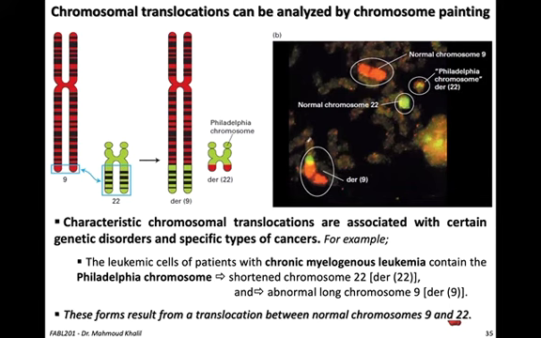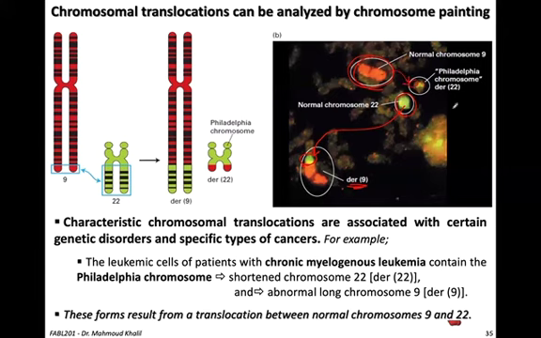And this is actually a real fluorescent image. You can see the normal chromosome 22 is stained in green, while the normal chromosome 9 is stained in orange fluorescence dye. Once a translocation happens between chromosome 9 and 22, you can see DER9. What is the meaning of DER9? It means chromosome 9 has a part from chromosome 22, because chromosome 22 is green. That's why it appears green here. And you can see here the Philadelphia chromosome, which is DER22. That means this chromosome 22 has taken a small part of chromosome 9.